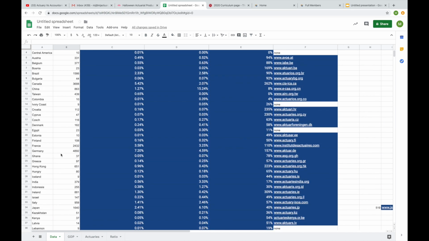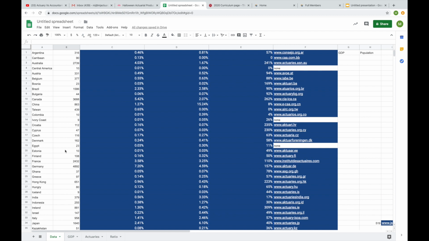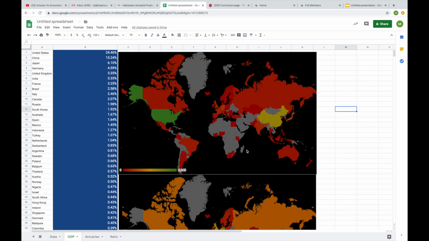So what I did first is I took all the actuaries and calculated the percentage of them. So we can see, so much percent of the total actuaries are in Argentina and so forth. But the first thing I wanted to do was look at the world's GDP. I wanted to see if the country with the biggest GDP is the country with the most actuaries. And it turns out that it is the case, but there are some exceptions. It's not a very strong rule.